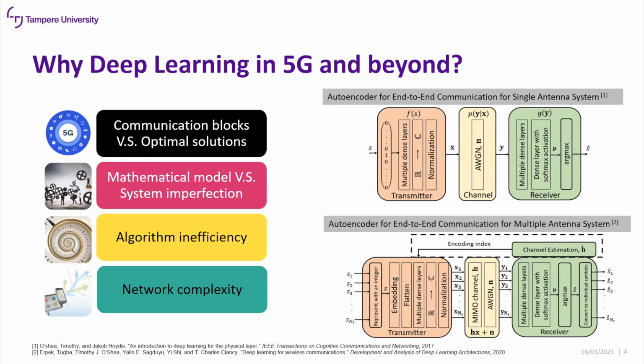So a typical way of learning end-to-end communication is using an autoencoder. As you can see, the first block represents a single transmitter and one receiver system, and then we can extend this into a multiple antenna scenario where you have a bunch of antennas at the base station, and then you have multiple users at the receiver end, as you can see.